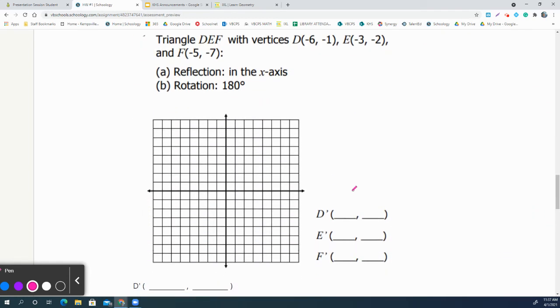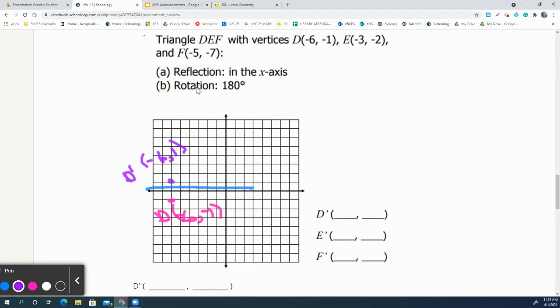If I reflect over X, what happens to D? So if I go 1, 2, 3, 4, 5, 6, -1, that's D. -6, -1. If I reflect it over the X-axis, what happens? Where does it end up? Yeah, positive. So it goes -6, +1. So D prime is -6, +1. We flipped over the x-axis.